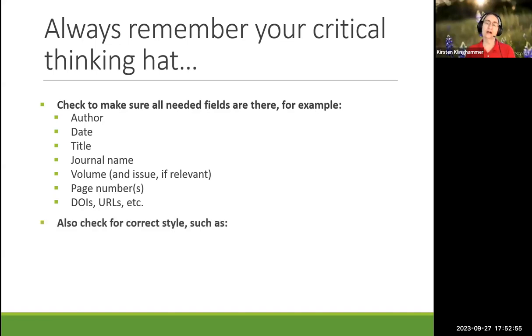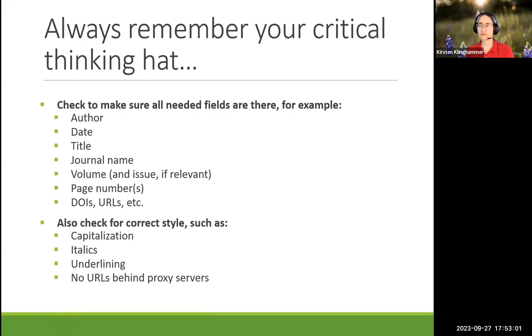Also, check for correct style. Is the capitalization correct? Are the italics there that are supposed to be, like for the name of a journal, that sort of thing? Is there underlining? APA 7th edition doesn't have underlining. So that'd be something you go, whoo, not that. And no URLs behind the proxy servers.